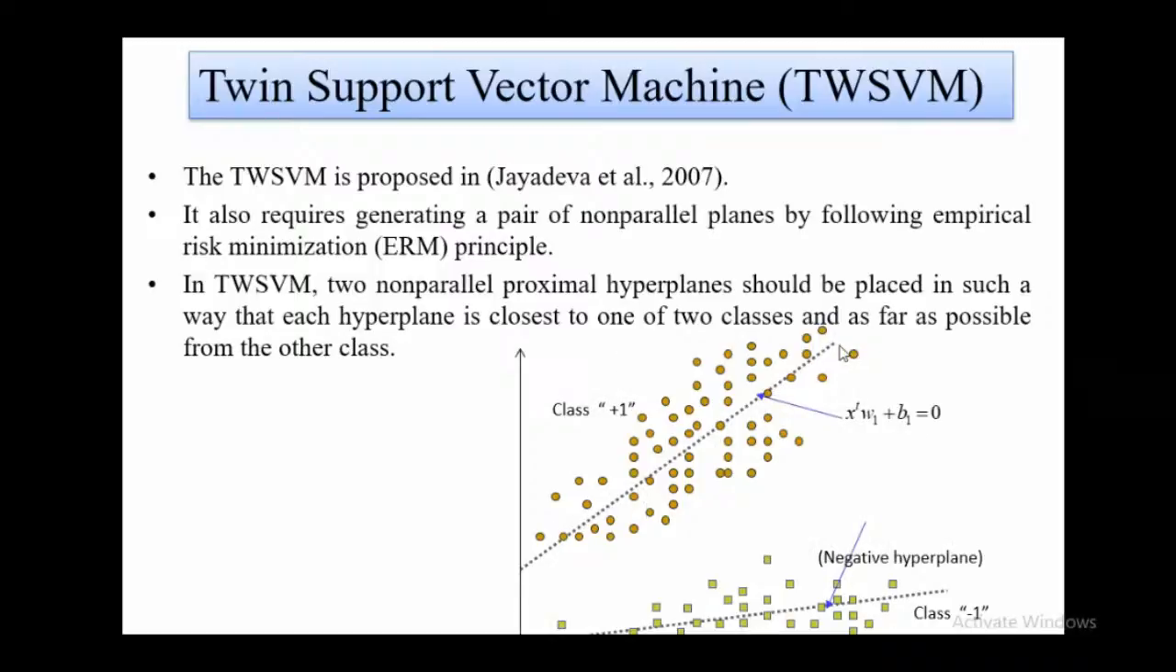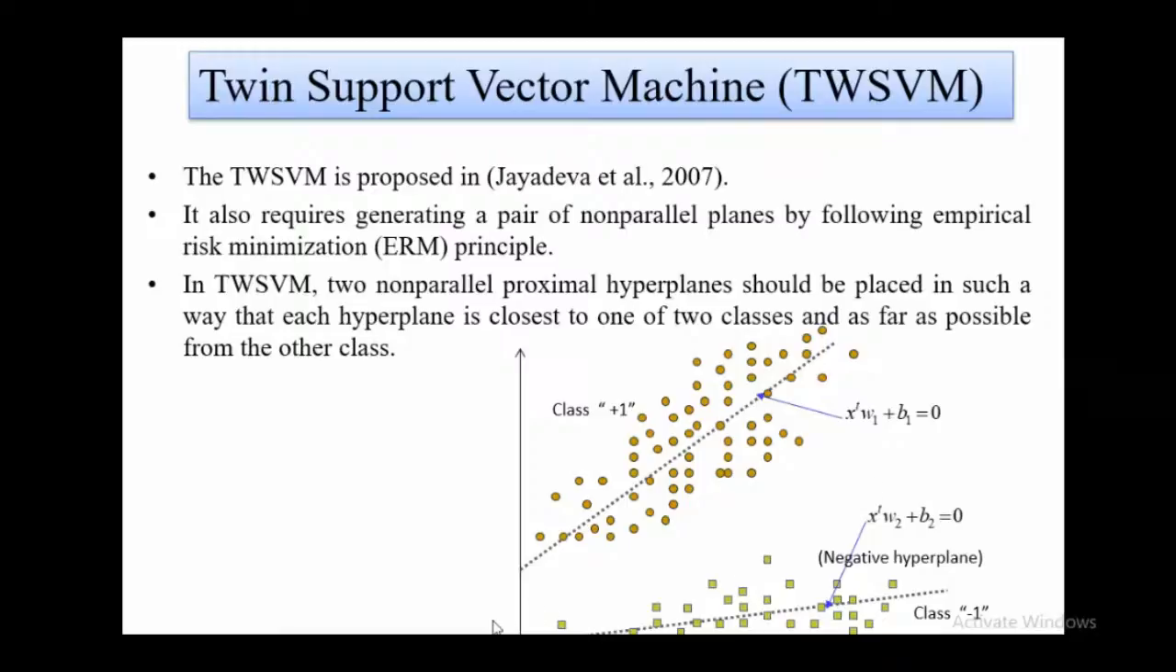So this is class 1, and we consider it as the positive hyperplane. This is class -1, so we call it the negative hyperplane. The hyperplane equation we assume is x transpose w1 plus v1 is equal to 0, and for the negative hyperplane it is x transpose w2 plus v2 is equal to 0. Ultimately the final classifier is determined by these two hyperplanes.